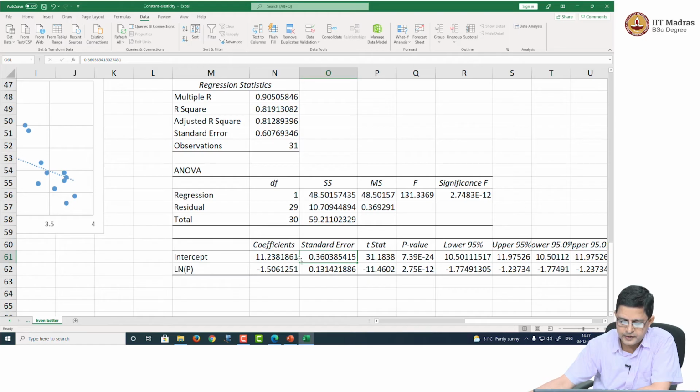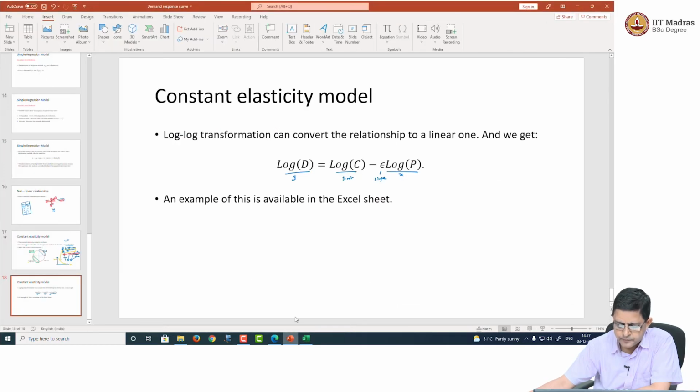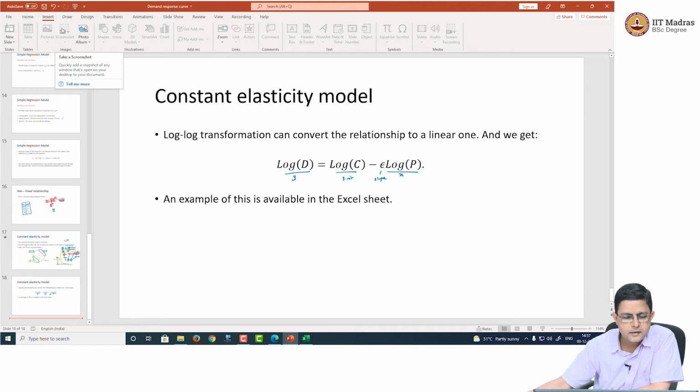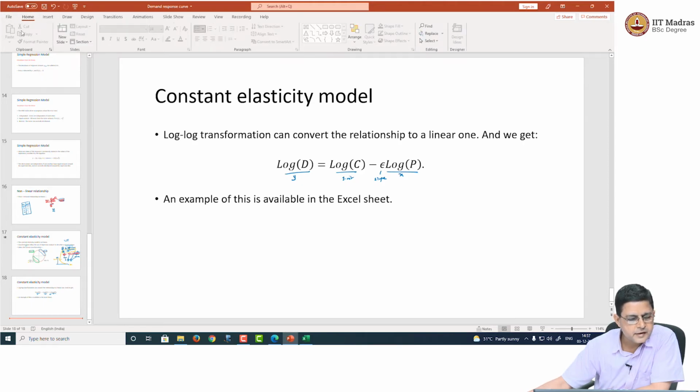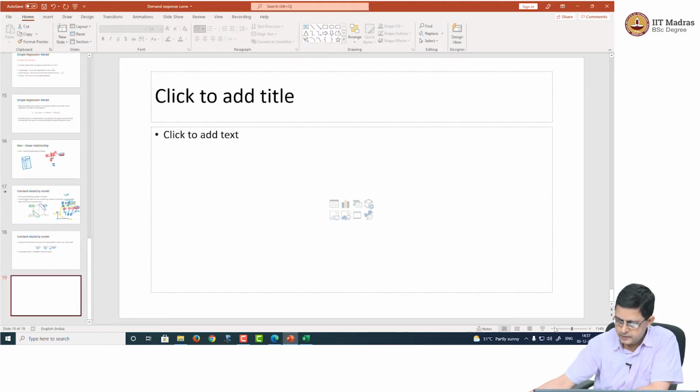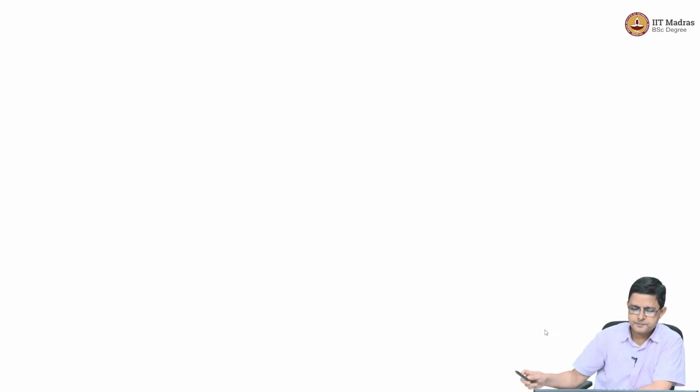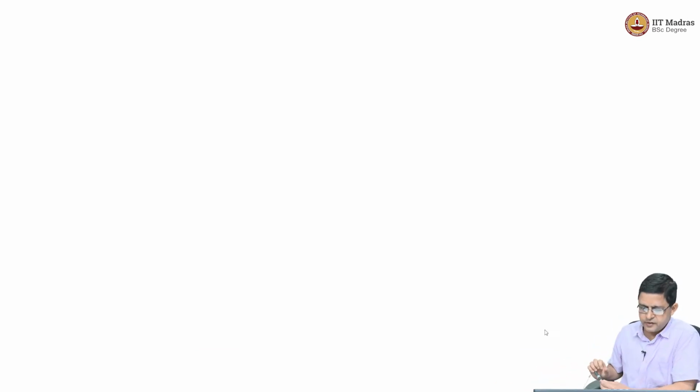Standard error for estimating b naught is 0.36, the t statistic is 31.18, and the p value is 7.39 e to the power of negative 24. What does that mean? If you recall, let me do that in the PPT here, let me include a new slide. So what is this test?